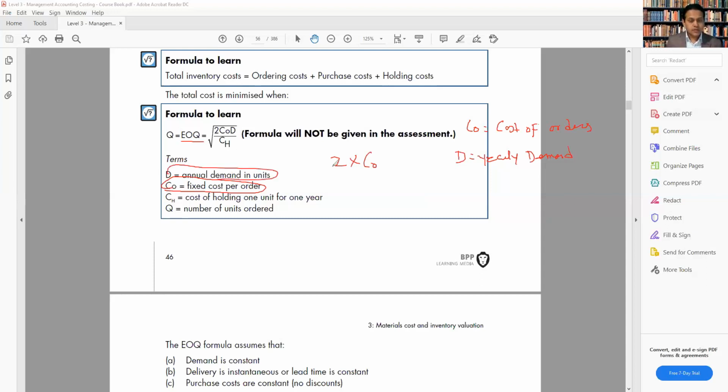The next one we have CH on the bottom, and CH means cost of holding. This is basically the storage cost. If you keep the raw material in the warehouse, how much will it cost? And finally, the Q is the quantity that tells us how many units we should order when we order the raw material. Let's have a look at the exercise, and maybe we'll understand more from there.